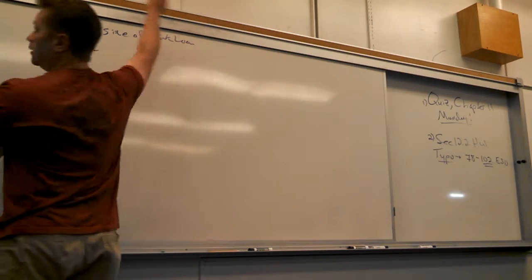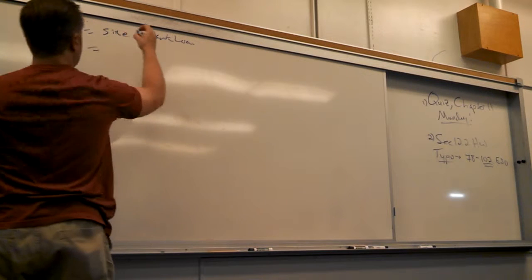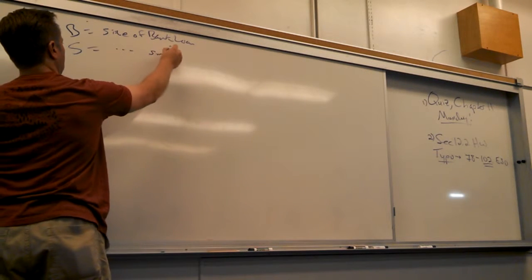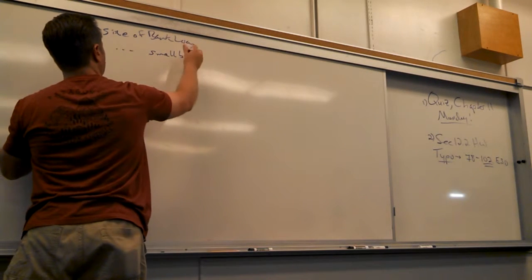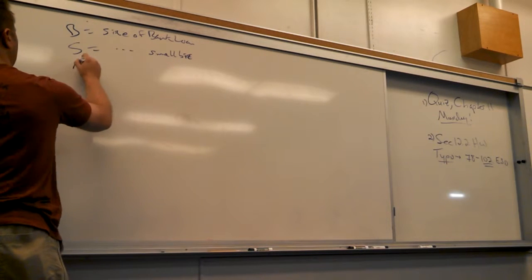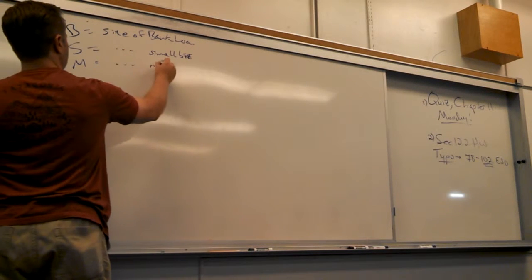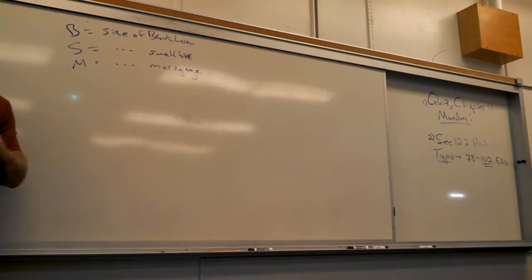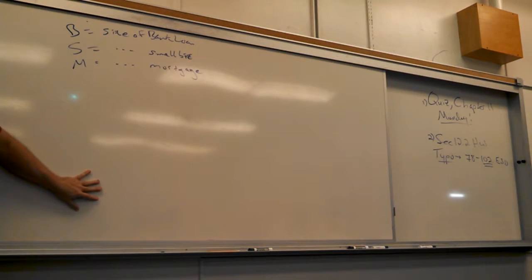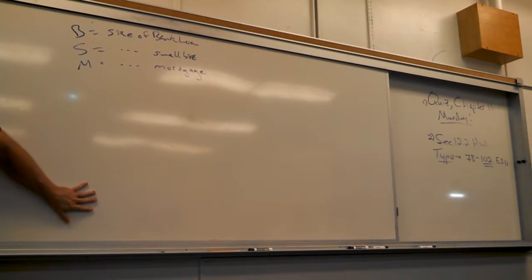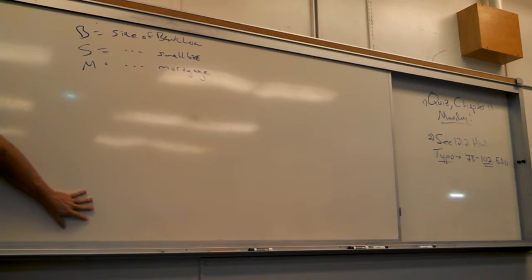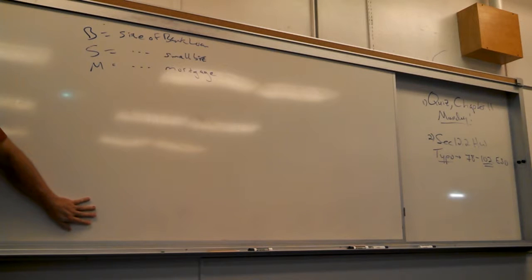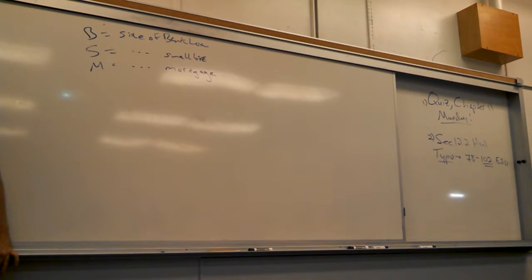S is the size of the small business loan. Small biz. And M is the mortgage. Alright, so you've got to start there. You've got to give the parts of the problem math names, because then I can put together math sentences using those, which we know of. They're equations. That's what equations are, math sentences.